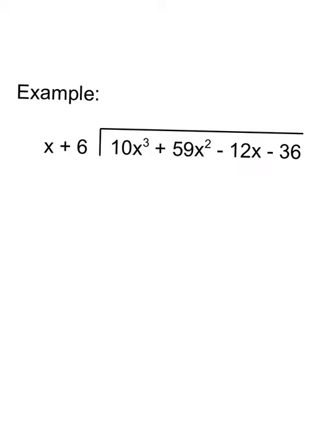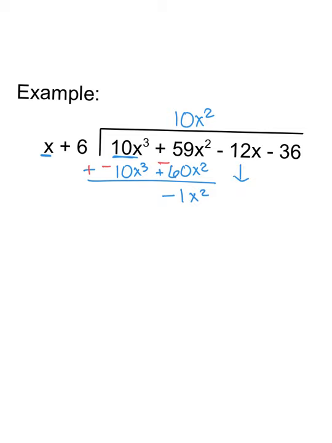Next example. Again, focus on the first terms. X times what gives me 10x to the third? Hopefully you said 10x squared. Multiply. This becomes 10x to the third plus 60x squared. I'm going to subtract. I like to keep change. 10 plus negative 10 is 0. 59 plus negative 60 is negative 1. Carry down your next term.